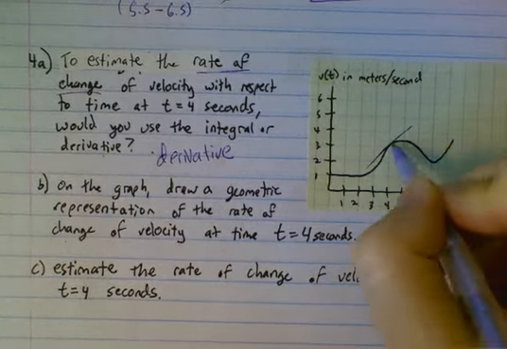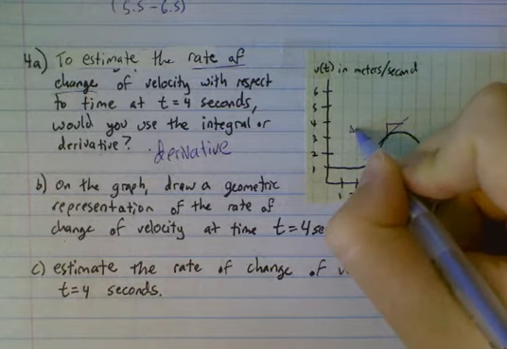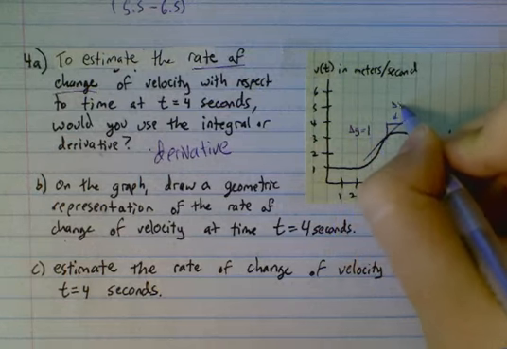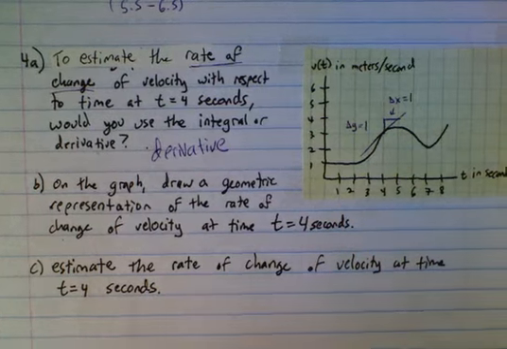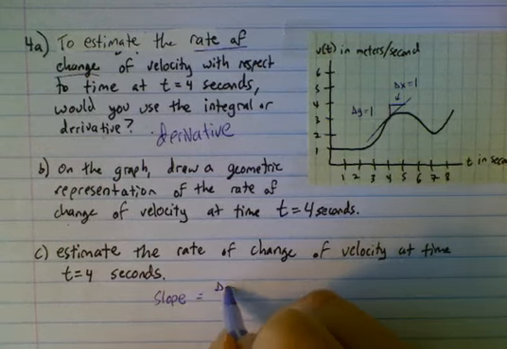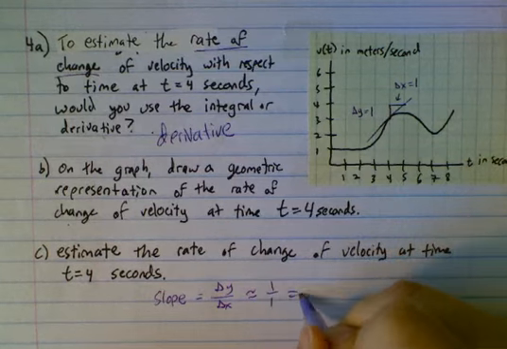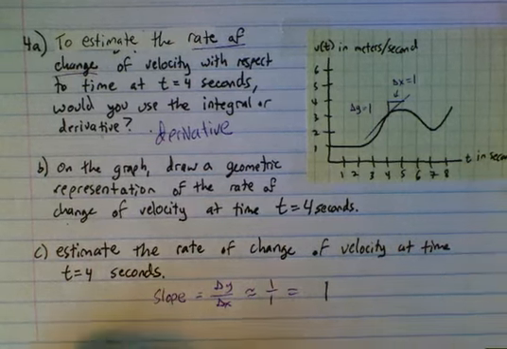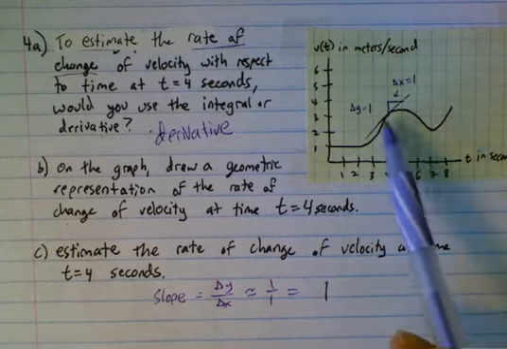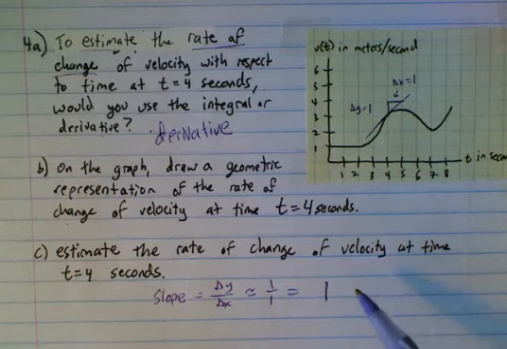So we're going to estimate the slope of this line for part C. Change in y is 1. Change in x is 1. So we're looking for slope. Change in y over change in x approximately equals 1 over 1, or 1. Now, this could be anywhere between 0.5 to, with these it's actually really hard to tell. So as long as it's positive and it's not too big, it's going to be fine.